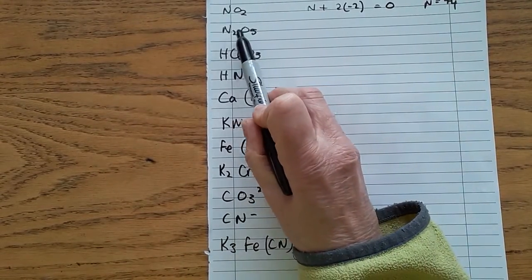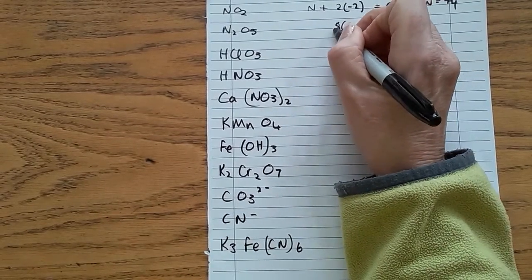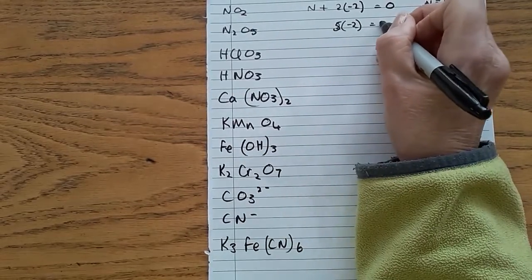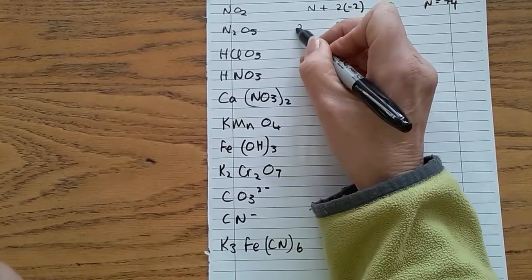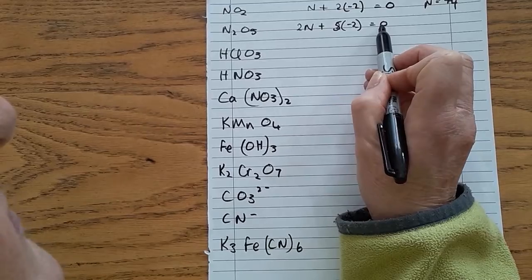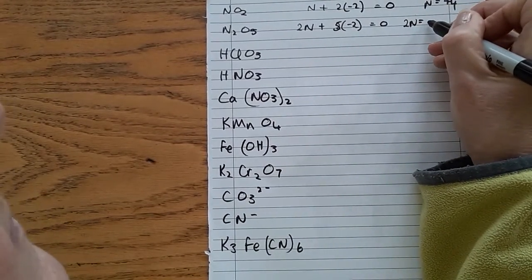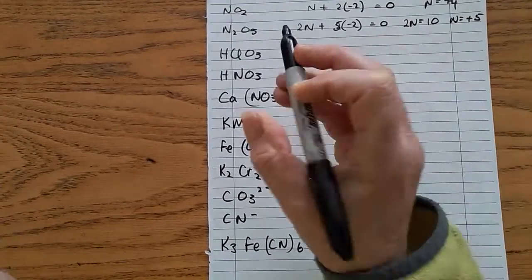Look at the second one, nitrogen and oxygen. Oxygen, of course, again, I've got 5 of them, and it's -2. There's no charge on the compound, so overall charge of 0. That's going to be -10. I've got two nitrogens, plus -10, which will give me 0, which means that two nitrogens has to be +10, so each nitrogen is +5.